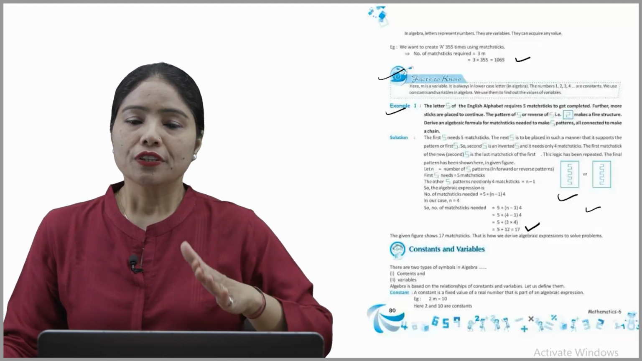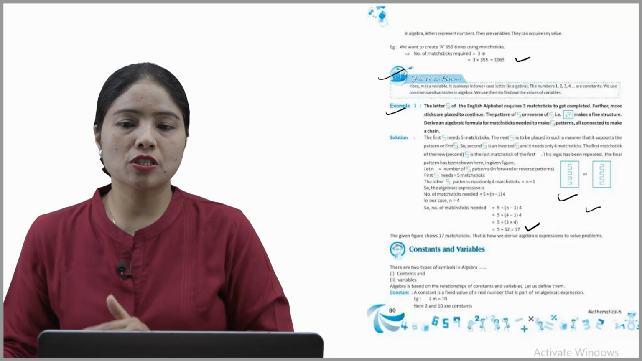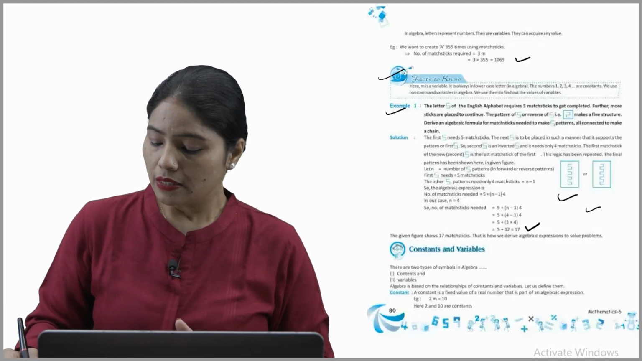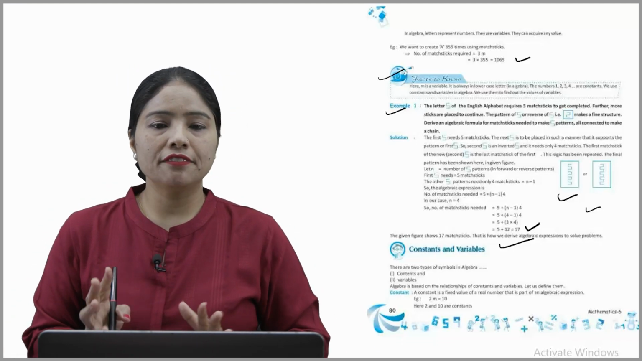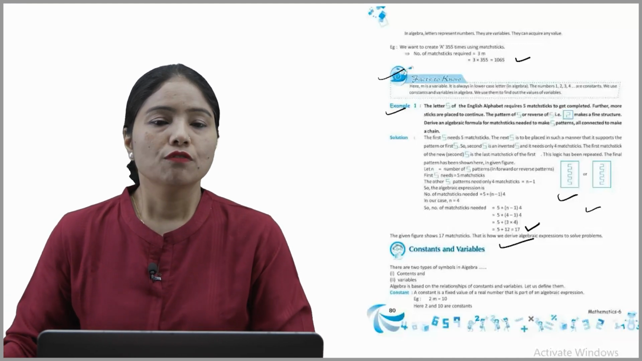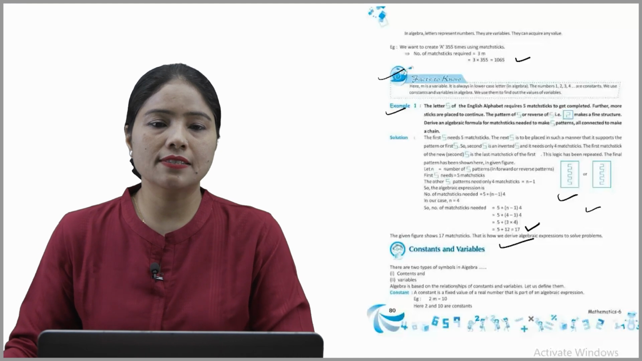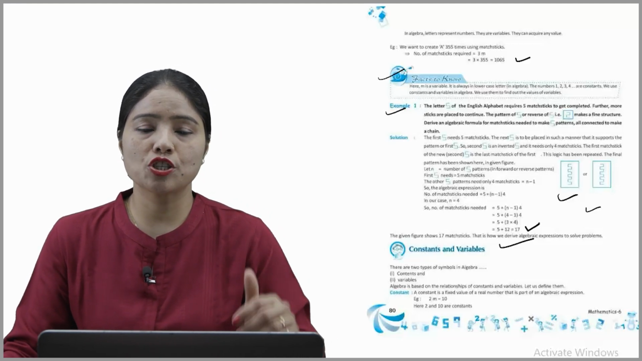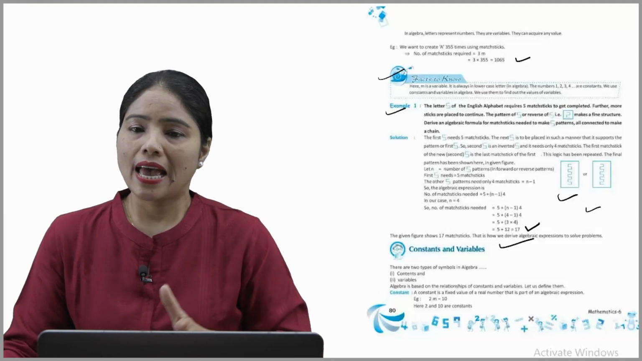This is how we derive algebraic expressions to solve problems. Hope you understood well. Now constants and variables. There are two types of symbols in algebra. First one is constant and second one is variable. So algebra is based on the relationship of constants and variables.